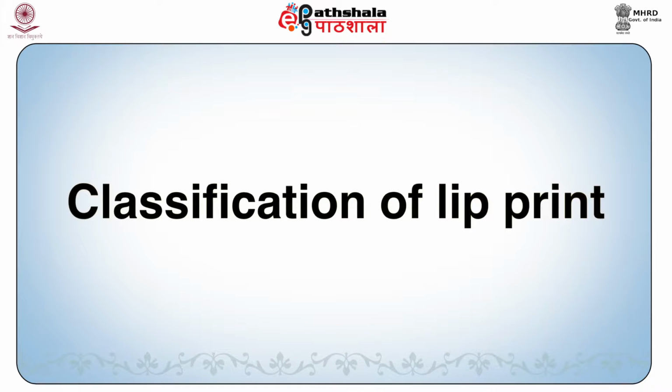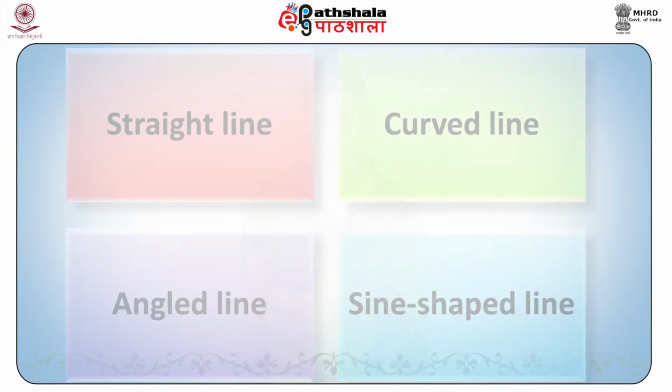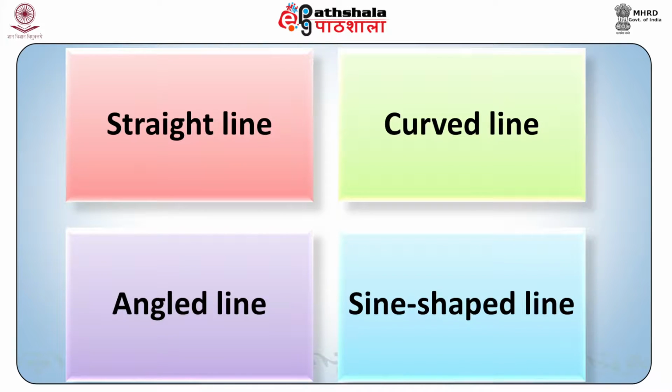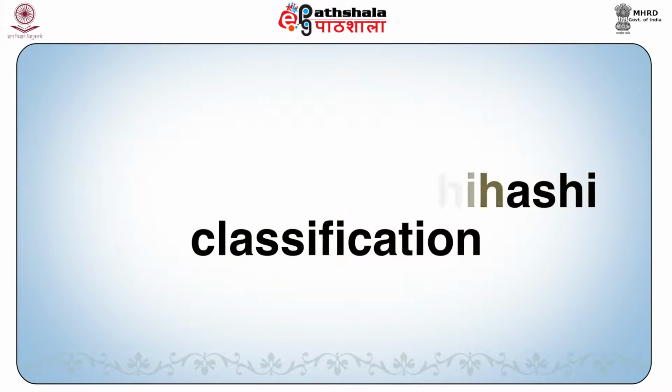Now, let us see the classification of lip print. In 1967, Santos was the first person to categorize lip grooves into 4 categories, that is, the straight line, curved line, angled line and sine-shaped line. Suzuki and Tsuchihashi in 1970 developed a grouping method of lip print. That is the Suzuki and Tsuchihashi classification.